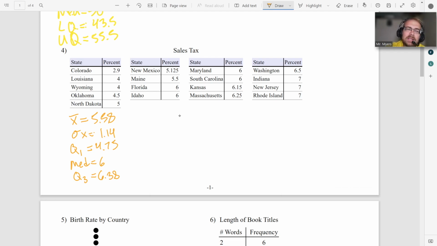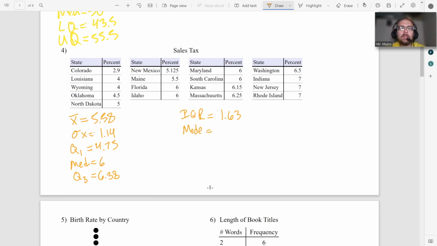The rest is the interquartile range, which is Q3 minus Q1. And you can do that in the calculator. So you would just do 6.38. If you're allowed to use a calculator, why not, right? 6.38 minus 4.75. And you get 1.63. And then you have, what's the other thing? Oh, the mode.